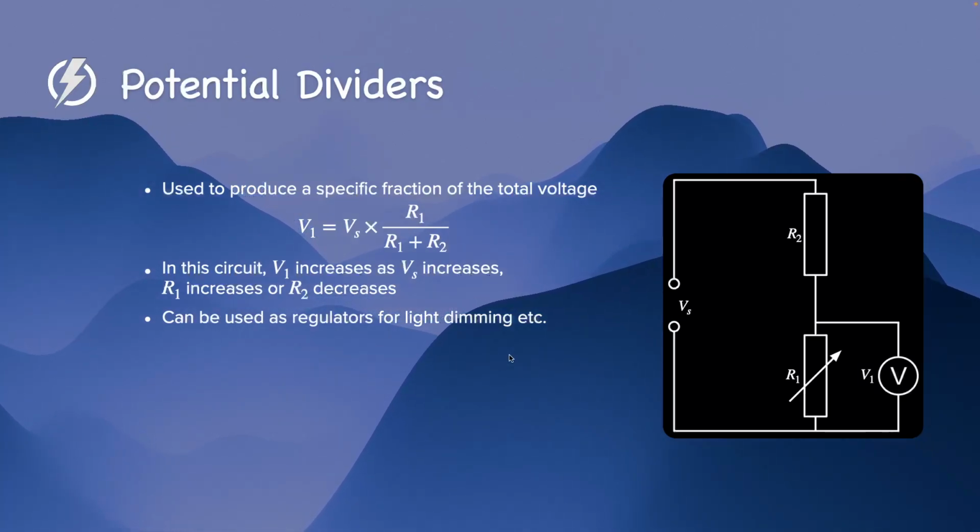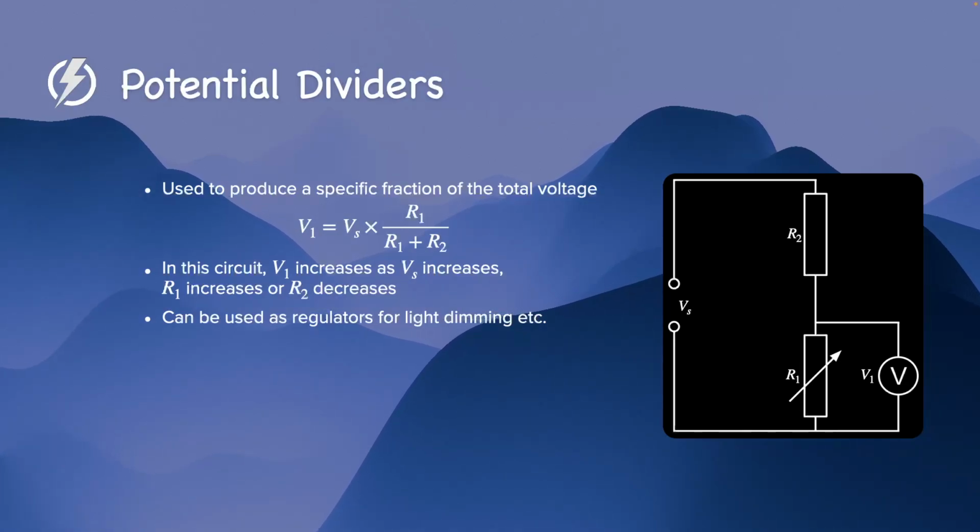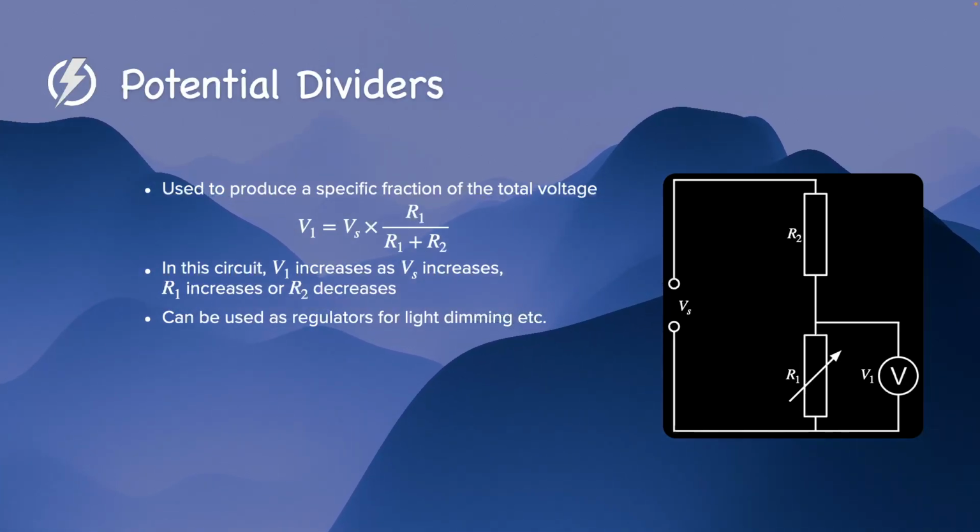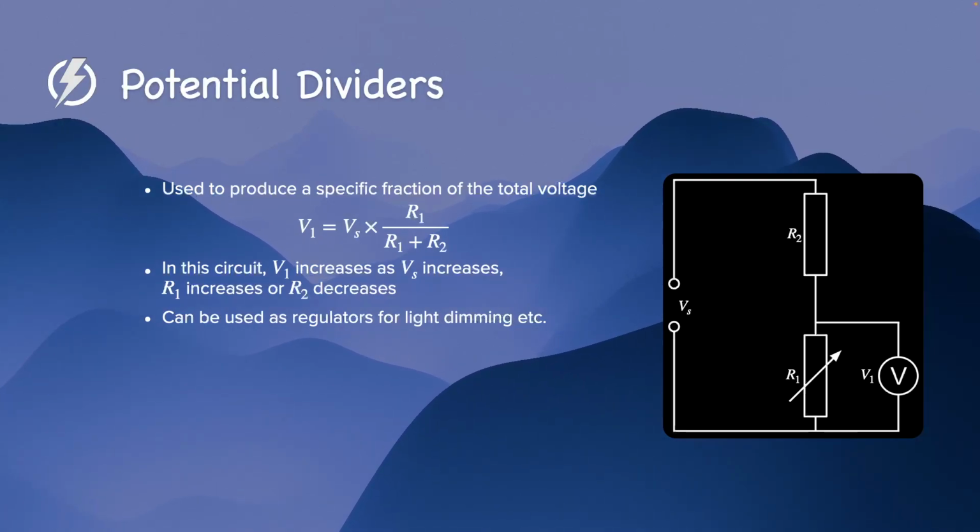This is a circuit used very frequently in, for example, regulators, which are used for light dimming, fan speed control, stuff like that.